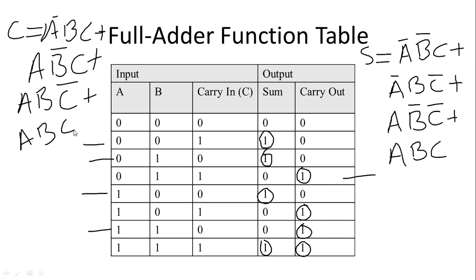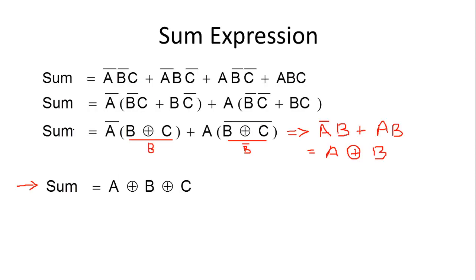So now let's see how to simplify these expressions. For sum, we have found A complement, B complement, C, plus A complement, B, C complement, and so on. So there are 4 min terms. To simplify, let's take the first 2 terms. A complement is common, so the remaining thing is B complement C plus BC complement, and for the other two terms, A is a common term, so the remaining is B complement C complement plus BC.